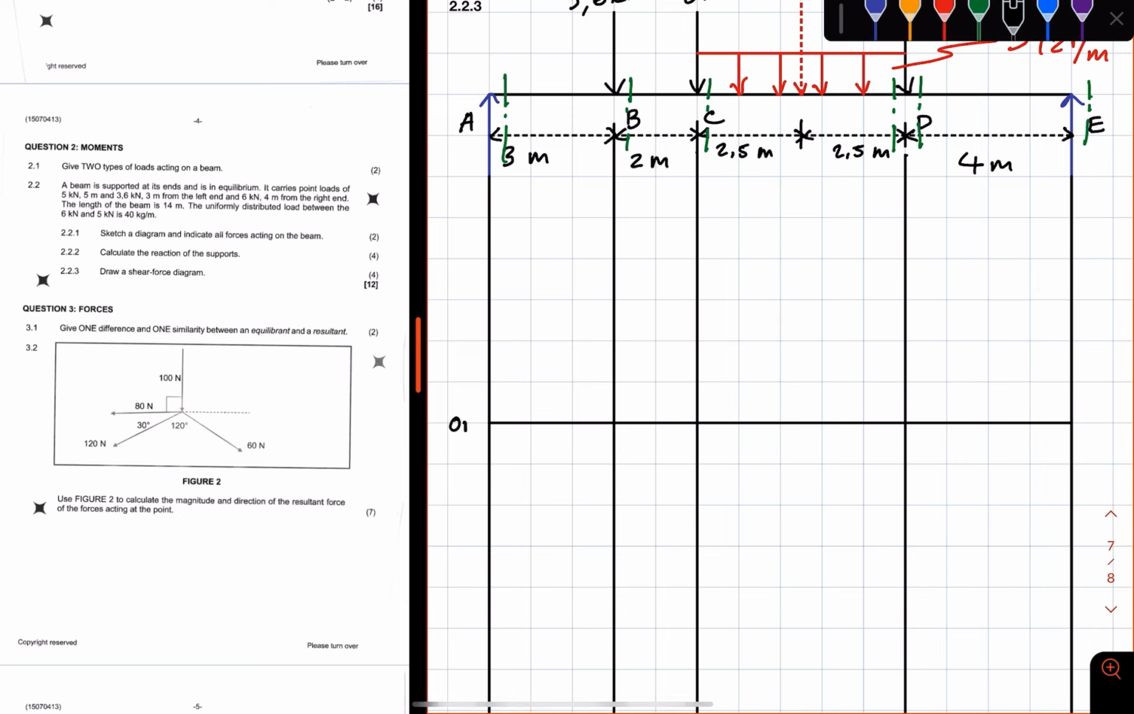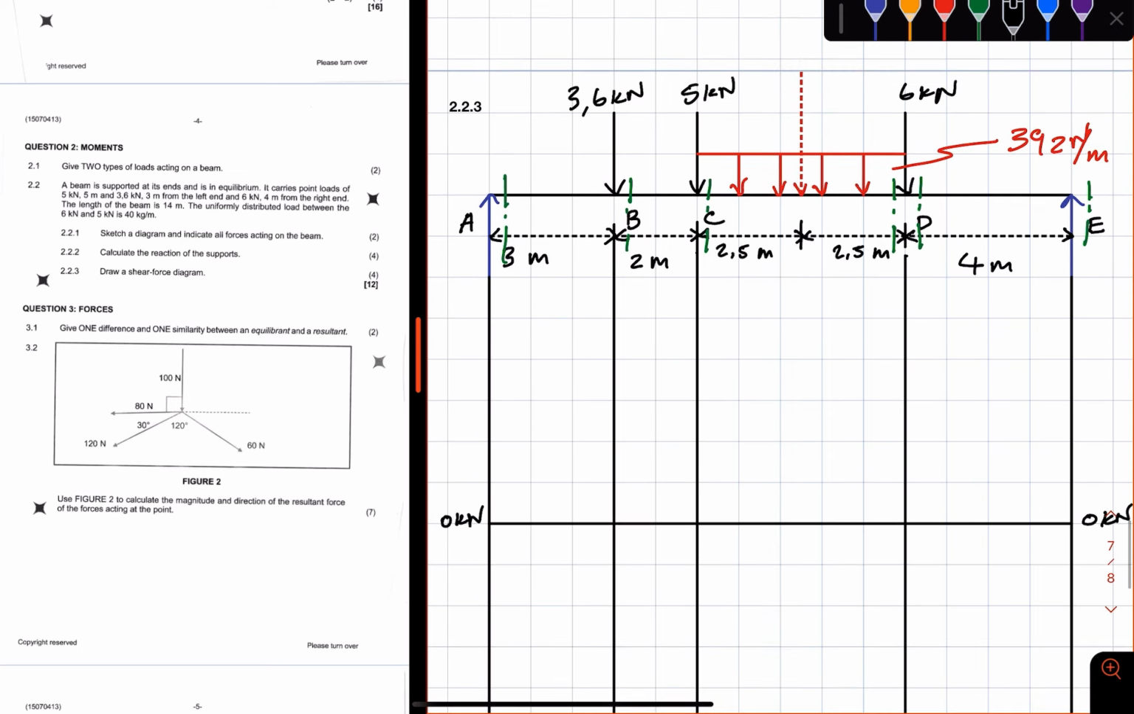So you're going to have 0 newtons here. Zero kilonewtons. So 0 kilonewtons. Right. So let's start drawing our shear force diagram.